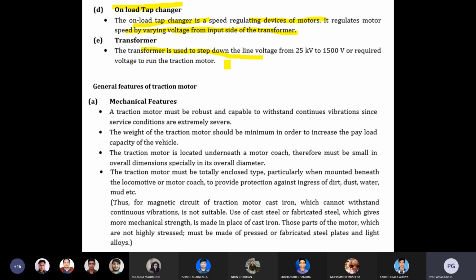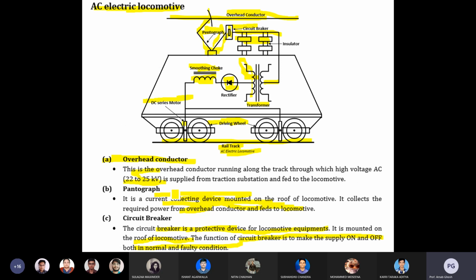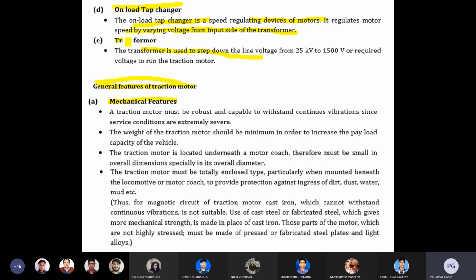So you can see these are all the electrical features. Now you should think about the mechanical features. The traction motor and other features are your mechanical features. So what type of wheel are you using? For the electrical features, here you can see some important points: overhead line, then pantograph, after that circuit breaker. Then the on-load tap changer, and the auto transformer for varying the traction voltage.